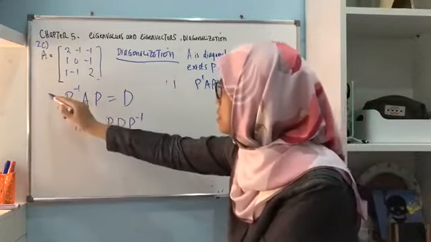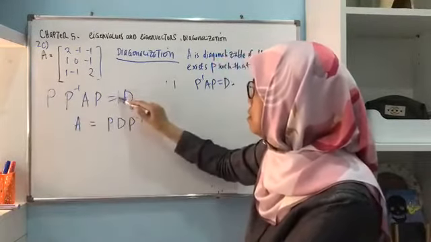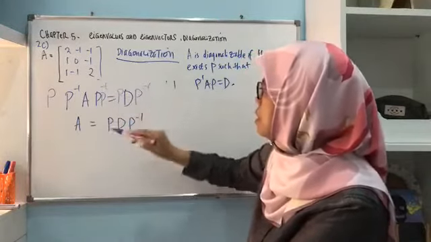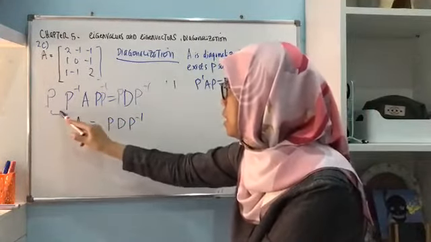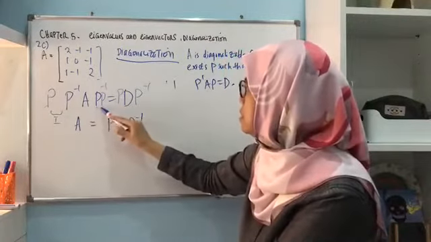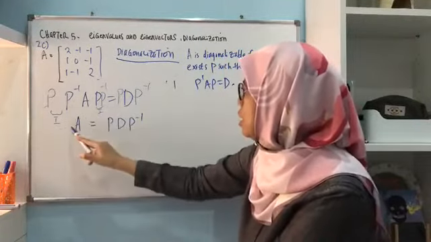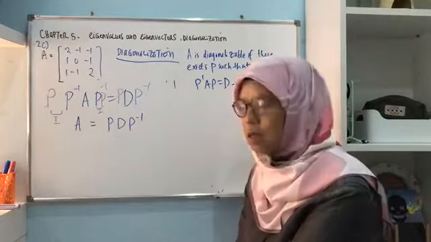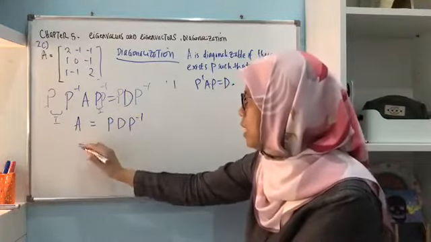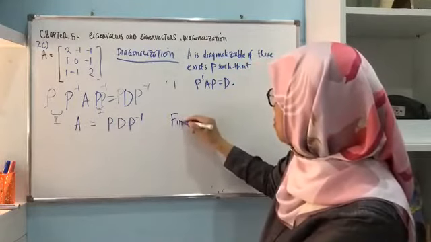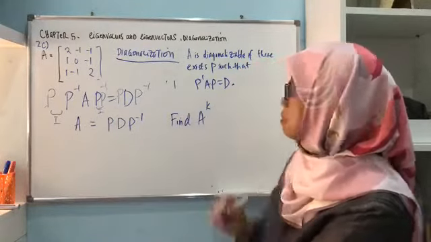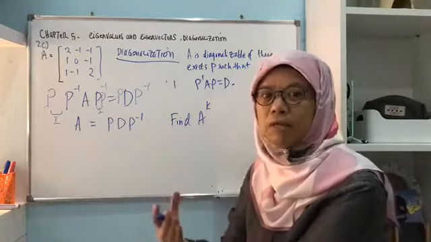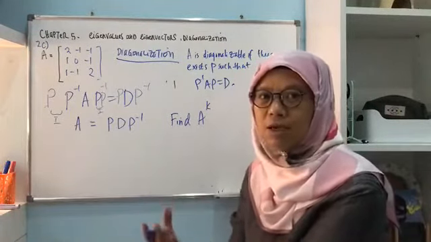Why? You multiply this by P, you multiply this by P inverse, right? P inverse P is I. So I is A, P D P inverse. Why do we need this? Because you want to find A to the K, like A to the 1000. Can you multiply matrix or get power of matrix until 1000?